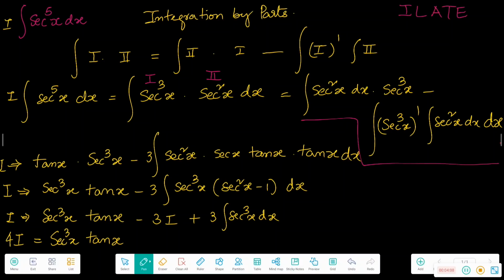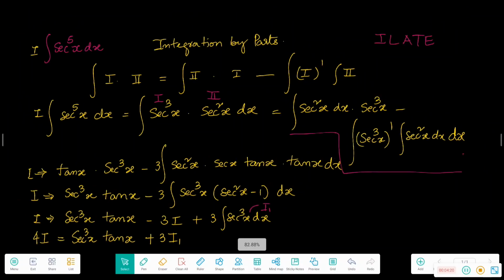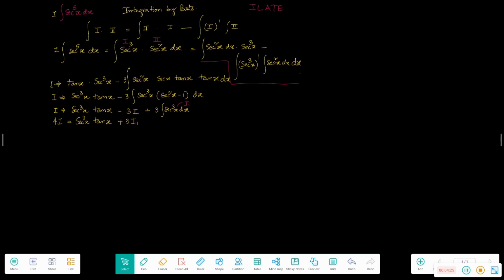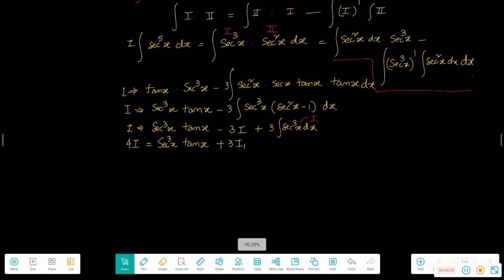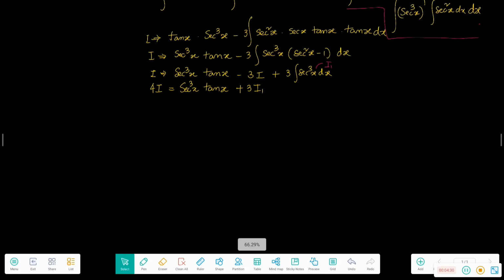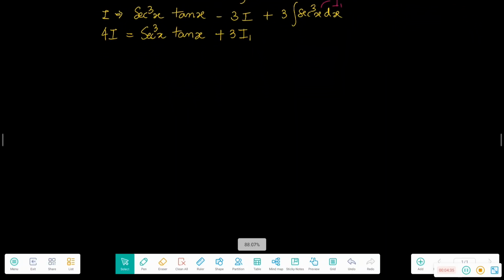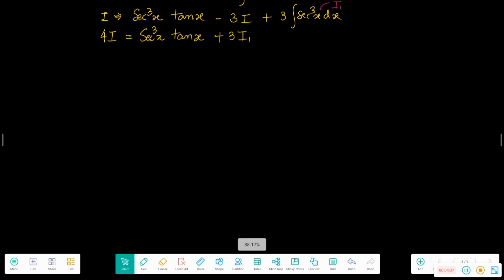We don't have any formula for integral of secant cube x dx, so we have to again use integration by parts, find out the integral of secant cube x, and come back and substitute it here. So for now, what we need is I equals 1 by 4 into secant cube x tan x plus 3 by 4 into integral of secant cube x dx. Now let's find out the integral of secant cube x dx.